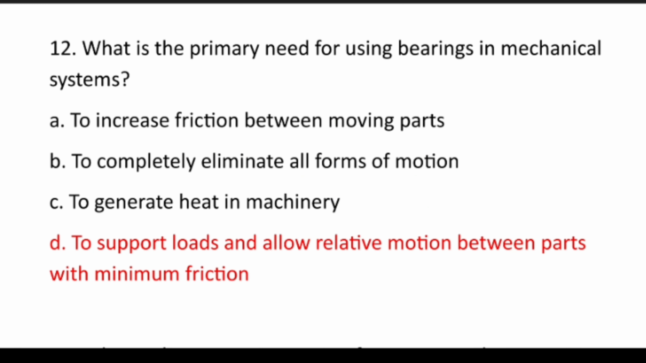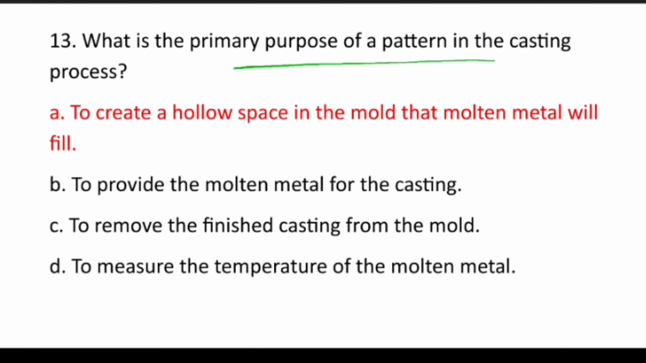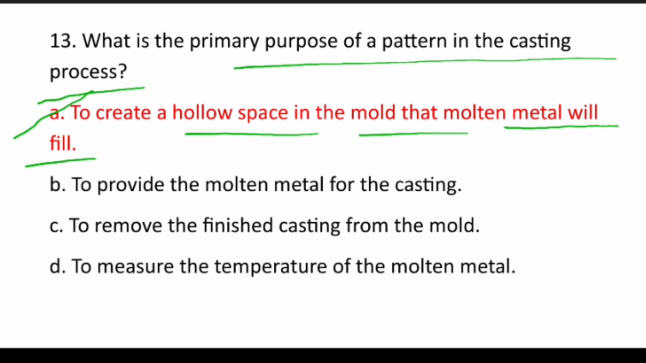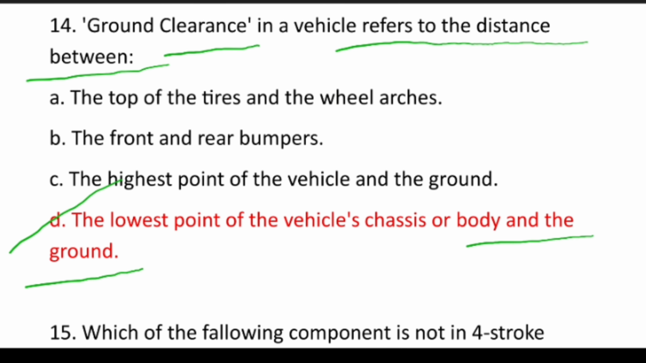Next, what is the primary need for using bearings in a mechanical system? Option D, to support loads and allow relative motion between the parts with minimum friction. Next, what is the primary purpose of a pattern in the casting process? Option A, to create a hollow space in the mold that molten metal will fill. Next, ground clearance in a vehicle refers to the distance between option D, the lowest point of the vehicle body and the ground.